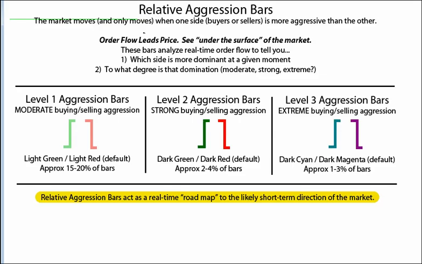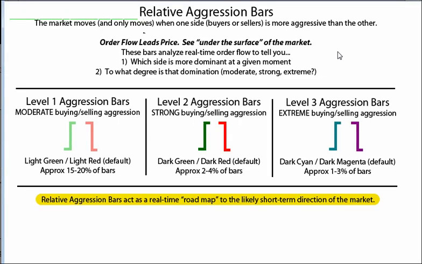If you're not familiar with relative aggression bars, very briefly, these are the crux of our software. The market only moves when one side, collectively buyers or sellers, is more aggressive than the other. So what we're trying to do with this software is determine, number one, which side, buyers or sellers, is more aggressive at a given moment, and number two, not only which side in terms of the raw data, but to what relative degree that aggression is happening.